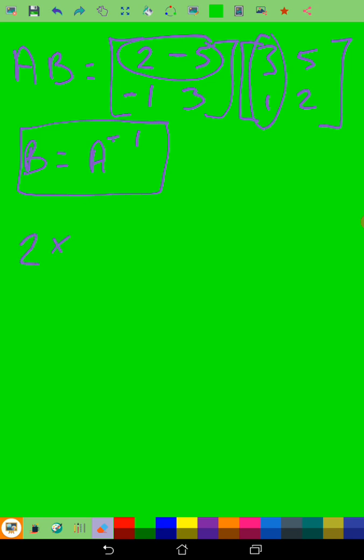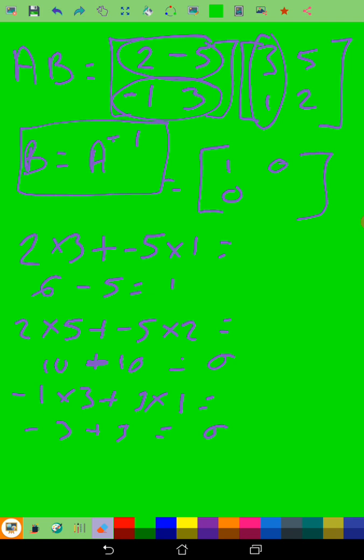So we're going to have 2 times 3 plus minus 5 times 1. So we have 6 minus 5, which yields 1. So we can write here 1. And now we're going to have 2 times 5 plus minus 5 times 2. So now we have 10 minus 10, which gives us 0. And taking the second row, we have minus 1 times 3 plus 3 times 1. And this is equal to minus 3 plus 3, which is 0. So this is not surprising, because slowly but surely we are going to get the identity matrix. And the identity matrix is composed of ones and zeros.